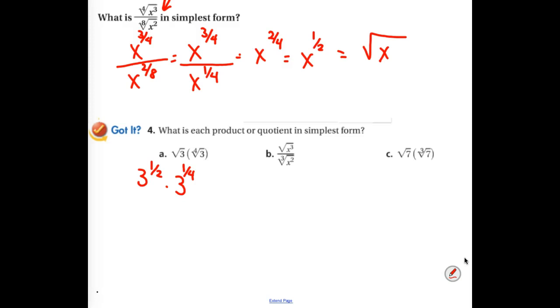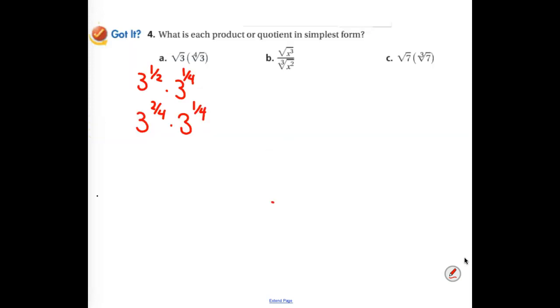I can convert 1/2 into 2/4. So I have 3 to the 2/4 times 3 to the 1/4. That means 3 to the 3/4, right? Adding the powers. It was given in radical notation, so I'm going to rewrite my answer that way. I am taking a 4th root of 3 cubed. Now for small numbers like that, you know what 3 cubed is, right? I'd have you go ahead and simplify that as the 4th root of 27. If it's a huge number, then we would leave it in its exponent form.